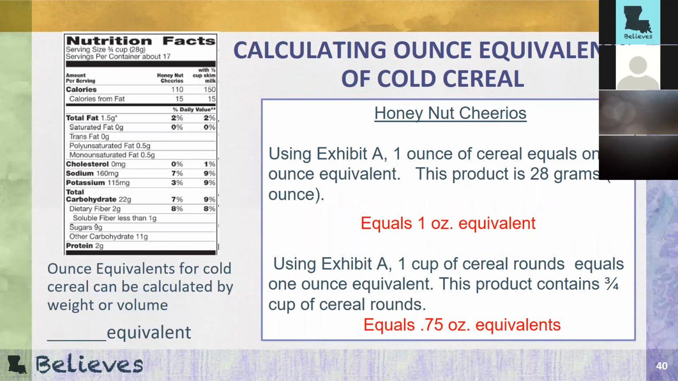Using Exhibit A under group I, it says that 1 cup of cereal rounds equals 1 ounce equivalent. So if I'm using this method, how many ounce equivalents are in the cereal? It would be 0.75 ounce equivalents. So you see that if I'm calculating it based on weight, it equals 1 ounce equivalent, but on volume, it equals 0.75 ounce equivalents. Either way is acceptable.